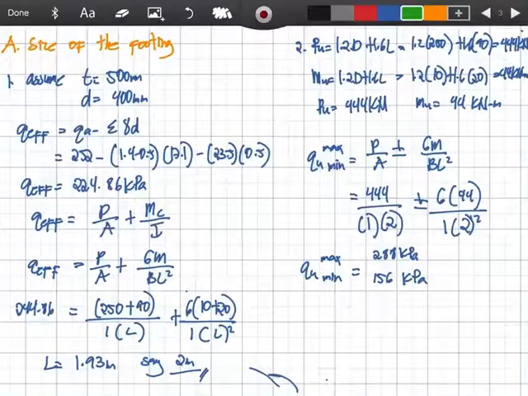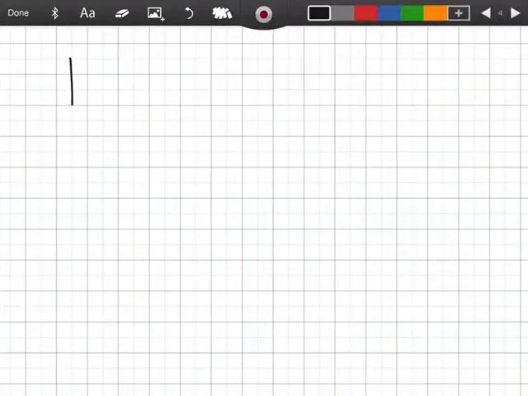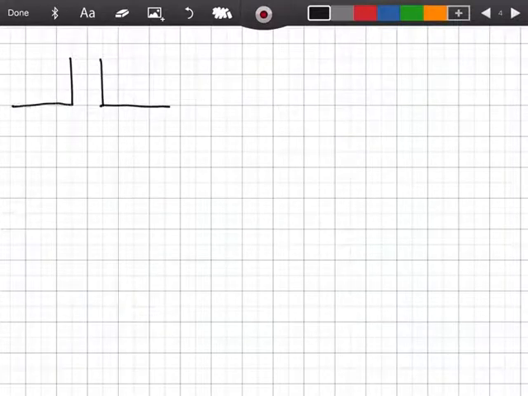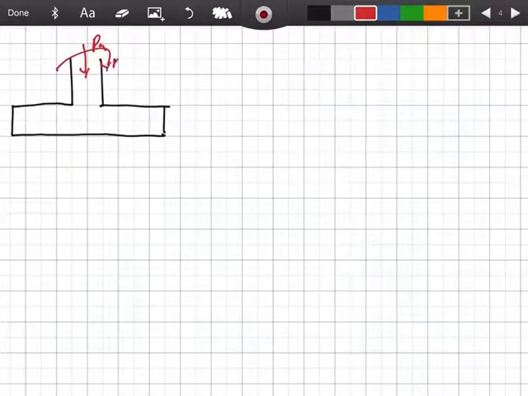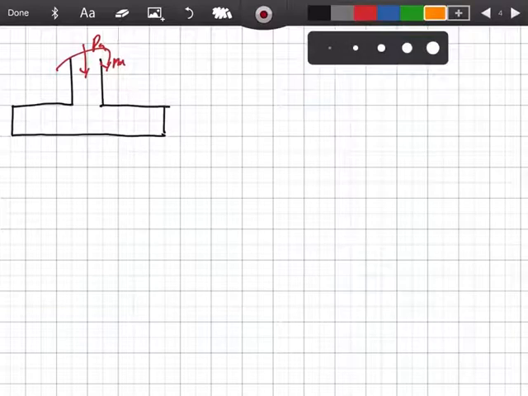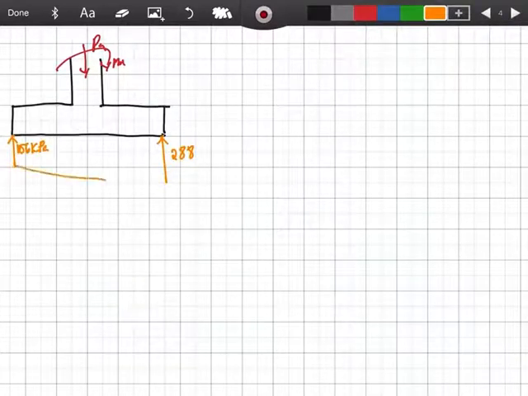Okay, so class, ang Qmax natin ay 288 kPa and Qmin natin ay 156. So kapag ito-drawing natin yan, ang 288 andito, at ang 156 kPa ay andito. Okay, so ganyan siya.